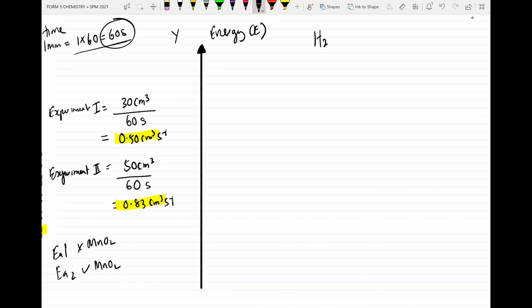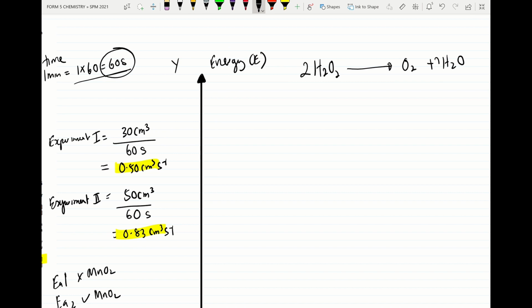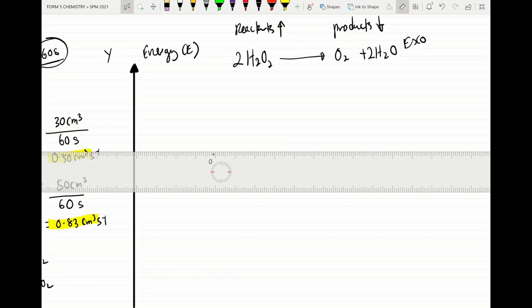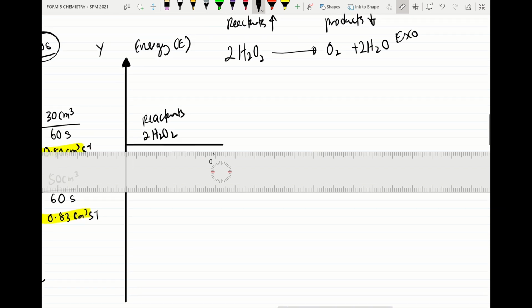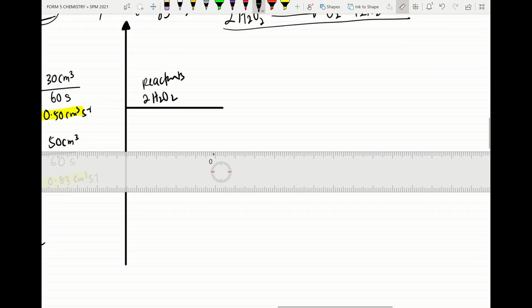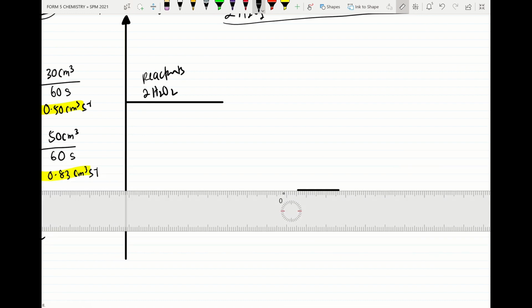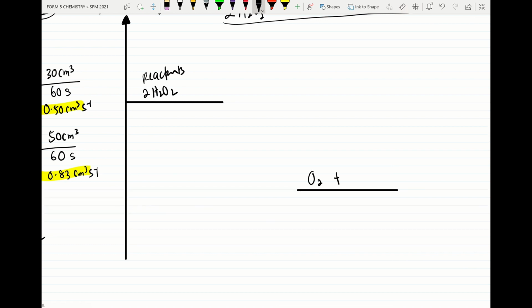And always remember, decomposition of hydrogen peroxide produces oxygen plus water. All right, balance it, we put 2 here and 2 here. And for the reactant, always remember the energy content of the reactant is higher and the energy content of the product is lower. Therefore this reaction is known as an exothermic reaction. So we put the reactant here, 2H2O2, higher in energy, and the energy content of the product will be here: O2 plus 2H2O.